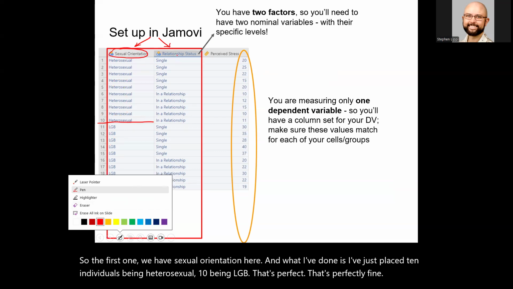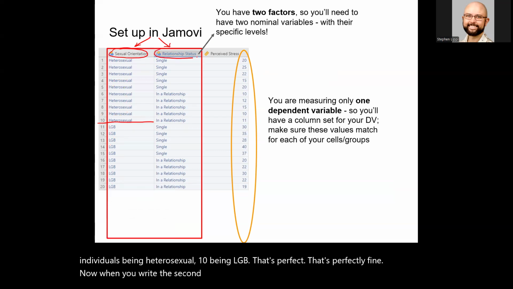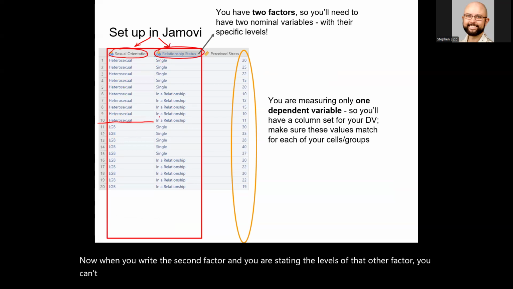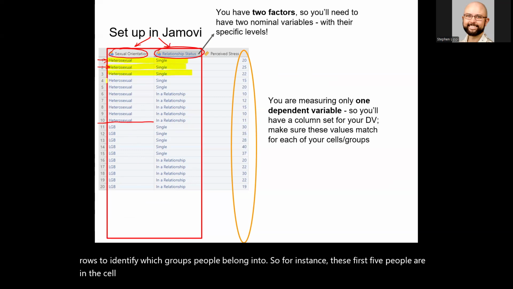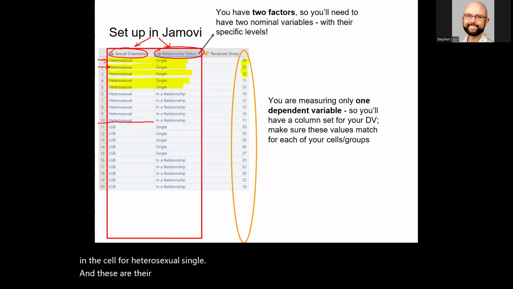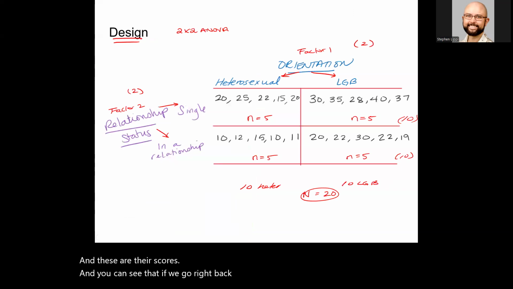Now, when you write the second factor and you are stating the levels of that other factor, you can't just put single 10 and in a relationship 10. Because remember that we read across the rows to identify which groups people belong into. So for instance, these first 5 people are in the cell for heterosexual single. And these are their scores. And you can see that if we go right back here, 20, 25, 22, 15, and 20.